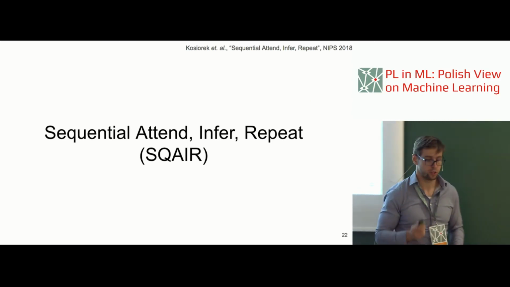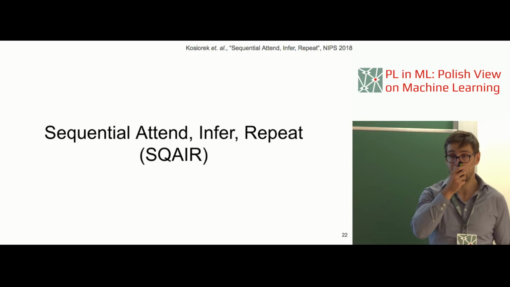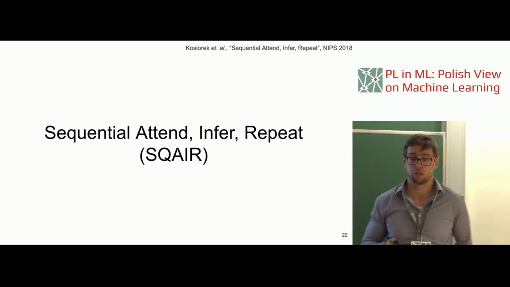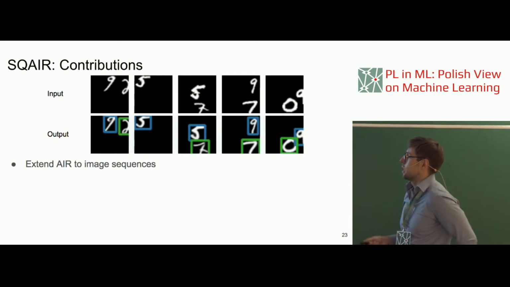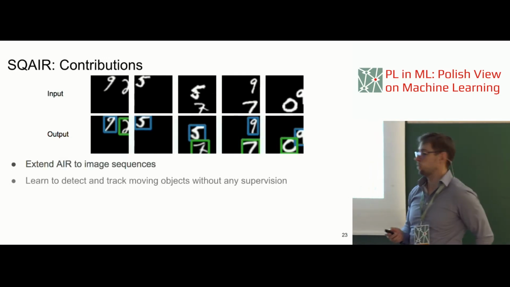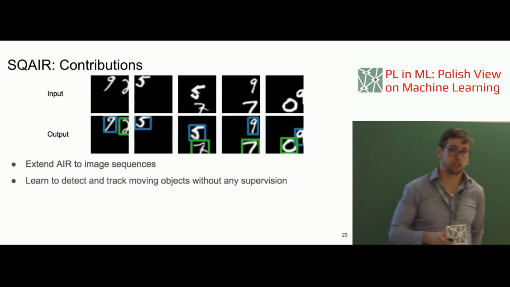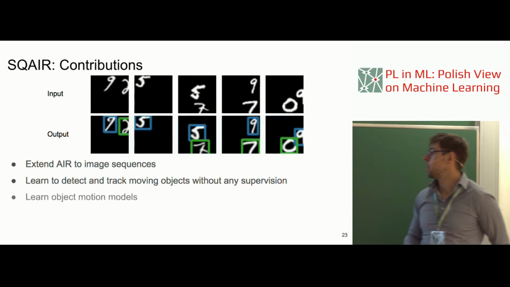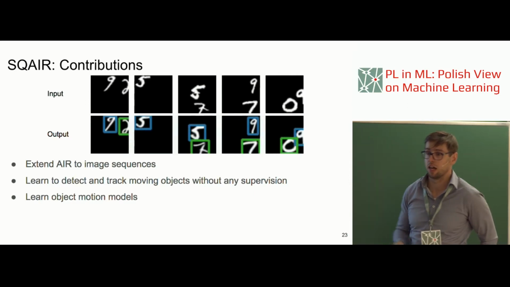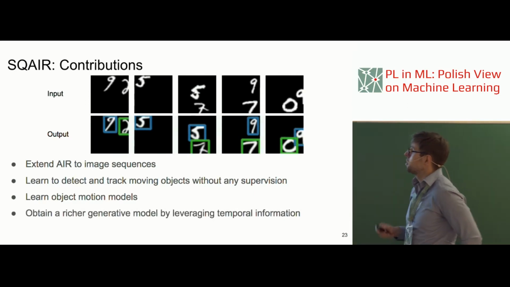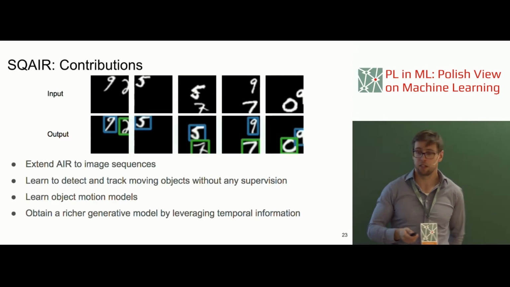Okay, so now we can proceed and talk about our extension, which is the sequential Infer Repeat, which basically extends AIR to image sequences, right? As a result, we learn to detect and track objects without any human supervision. We also learn motion models, which allows us to predict future motions, and we obtain a richer generative model. And I'll give you an example of this.